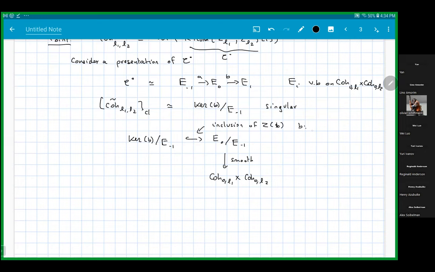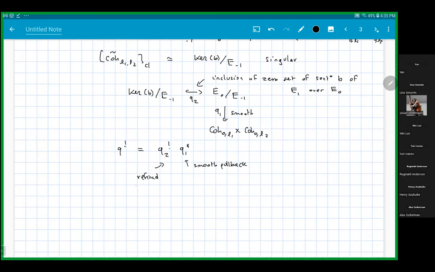as a section going from E0 to, well, let's see, zero inclusion of the zero set of the section B of E1 over E0. E1, you can view it as a vector bundle over the total space of E0 just by pullback. And then this is the inclusion. So let's call these maps Q1, Q2. So you define Q upper shriek as Q1 upper star, this is smooth pullback, and then Q2 upper shriek, and this is refined Gysin pullback. So it's defined using intersection theory.